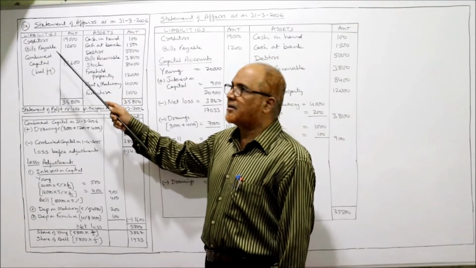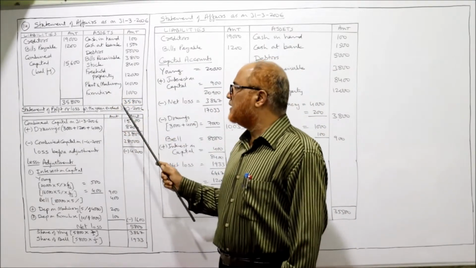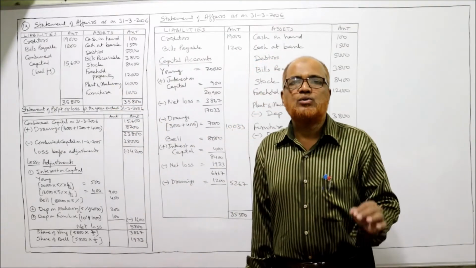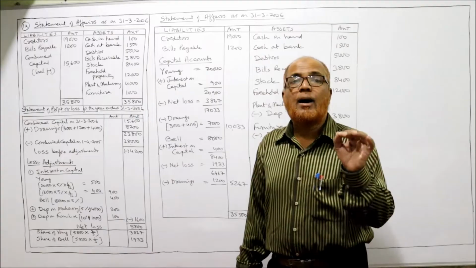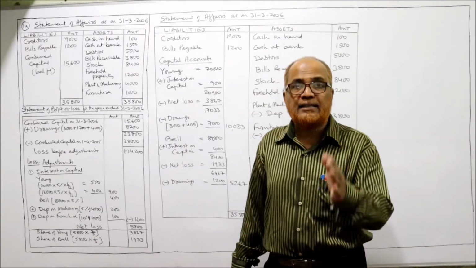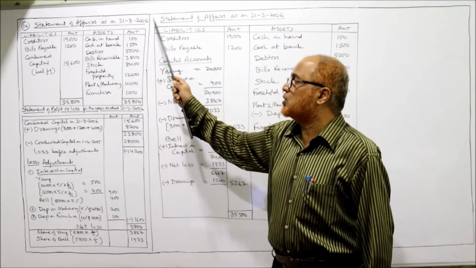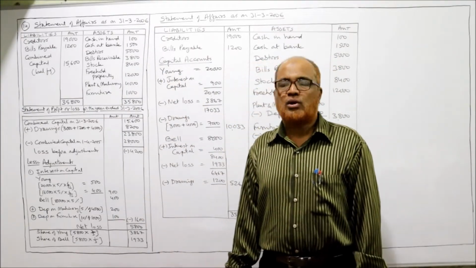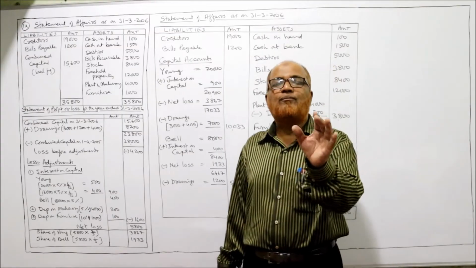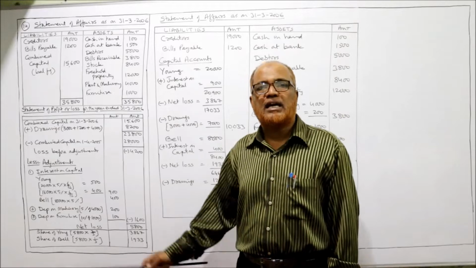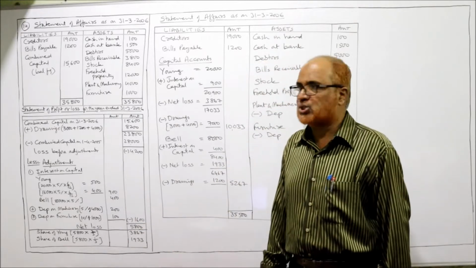Two liabilities are the creditors and bills payable. Deduct: 35,800 minus 19,000 minus 1,200. 15,600 is the combined capital. This is the combined capital of Young and Bell at the end of the year, 31st March 2006. Now we'll make the statement of profit or loss for the year ended 31st March 2006.